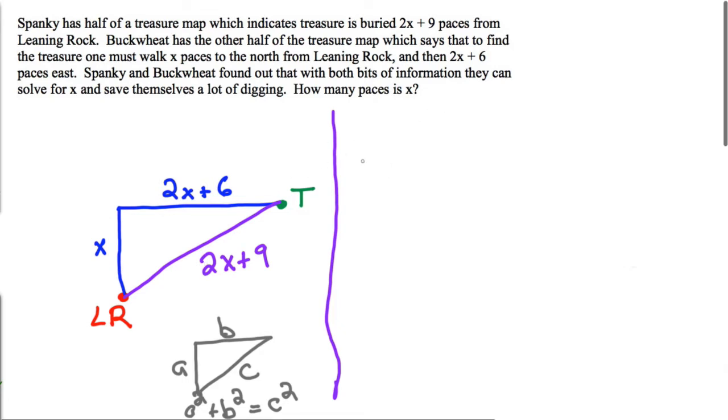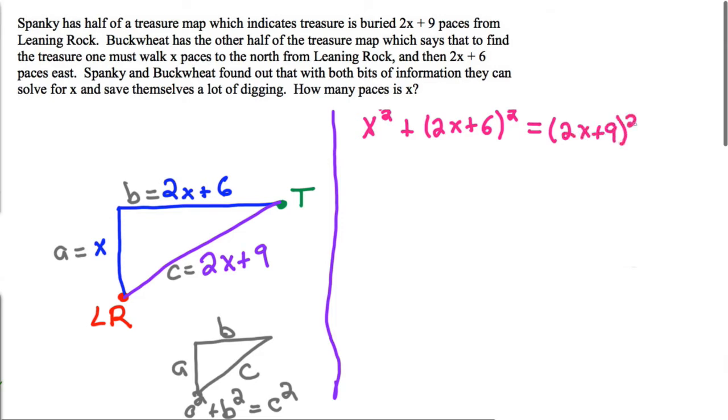And so let's just substitute. So here, let's say this is A, right? So A is equal to x. B is equal to 2x plus 6. And then C is equal to 2x plus 9. So if we substitute those into the Pythagorean theorem, what I'm going to get is x squared plus (2x plus 6) quantity squared is equal to (2x plus 9) quantity squared.